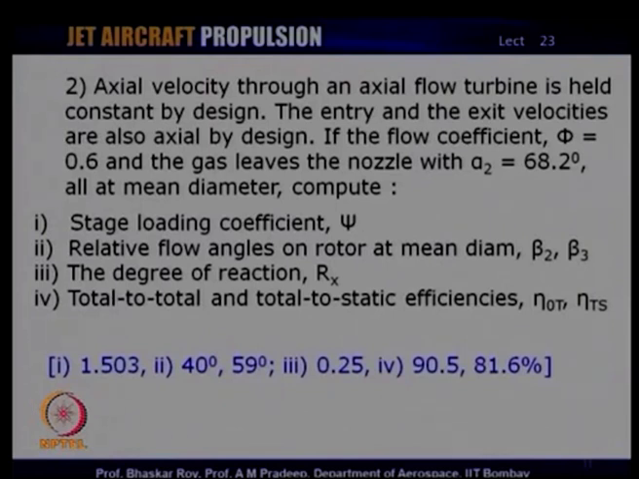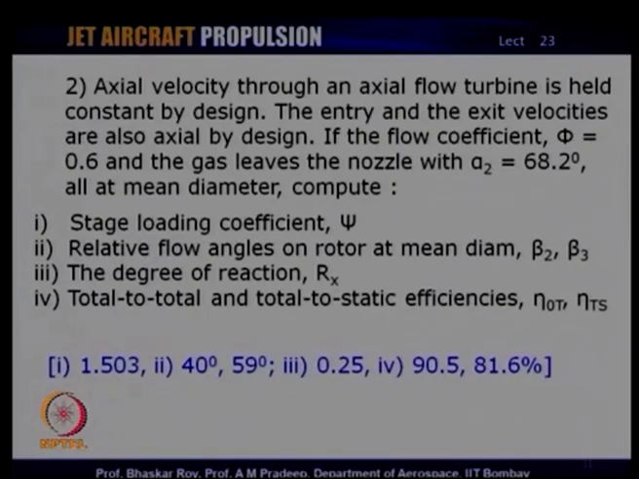Now, the gas leaves the nozzle with alpha 2 equal to 68.2 degrees, at the exit of the stator nozzle. At the mean diameter, across the stage from the stator entry to the rotor exit, you are required to find the stage loading coefficient psi, the relative flow angles at rotor mean diameter, beta 2 and beta 3, the degree of reaction R, and the total-to-total and total-to-static efficiencies that we have described in our lecture earlier.